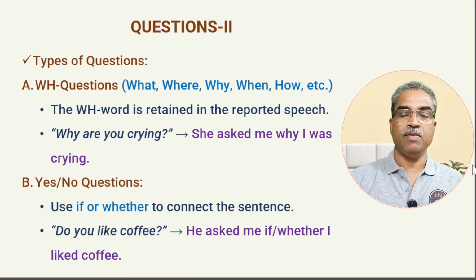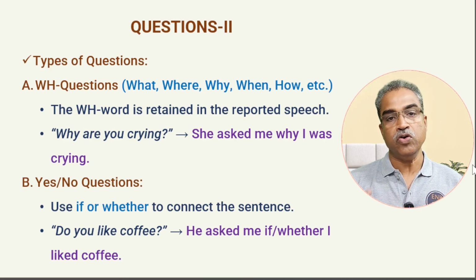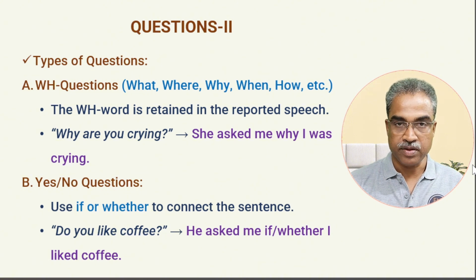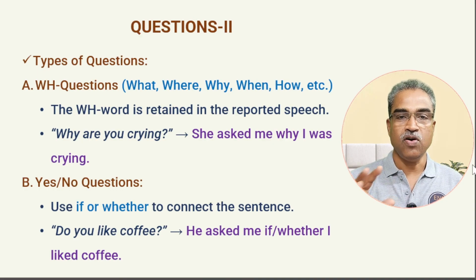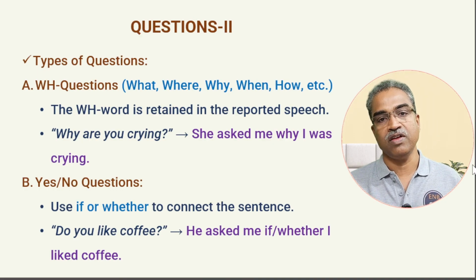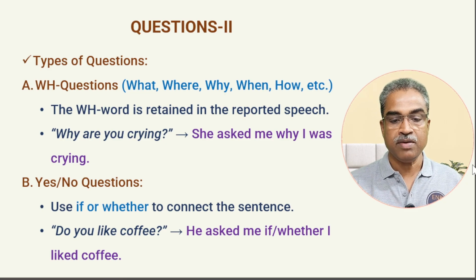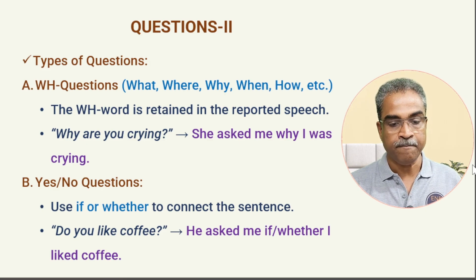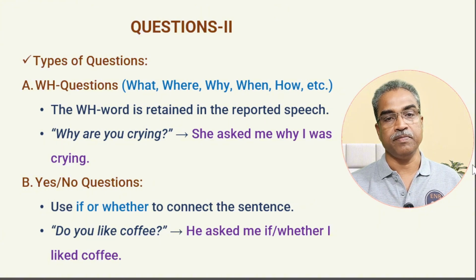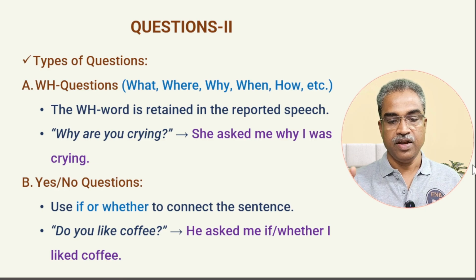For example, what are you looking at? Where are you going? When are you coming? How do you do this one? Which one do you want? All these begin with a question word, which is a wh-type word. So the wh-type word is retained, kept in the reported speech without changing. For example, why are you crying? She asked me why I was crying. Did you understand this one? I need to explain a little more here.